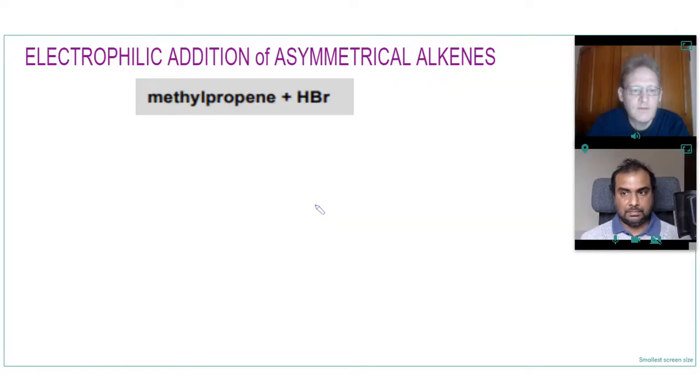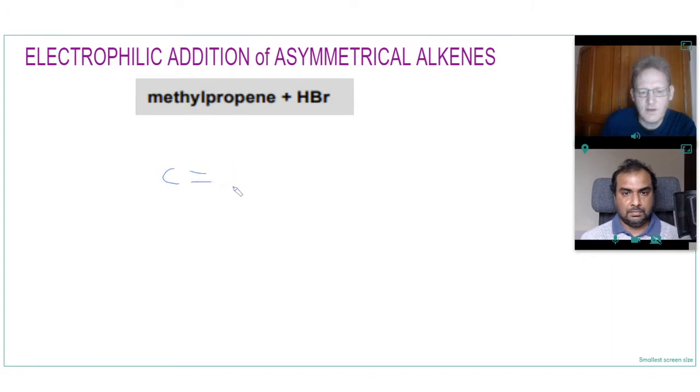So today we're going to have a look at the electrophilic addition of asymmetrical alkenes. That's basically just alkenes that aren't symmetrical like ethene. And the reaction I'm going to have a look at is methylpropene and hydrogen bromide. So the first thing we need to do is draw our methylpropene.